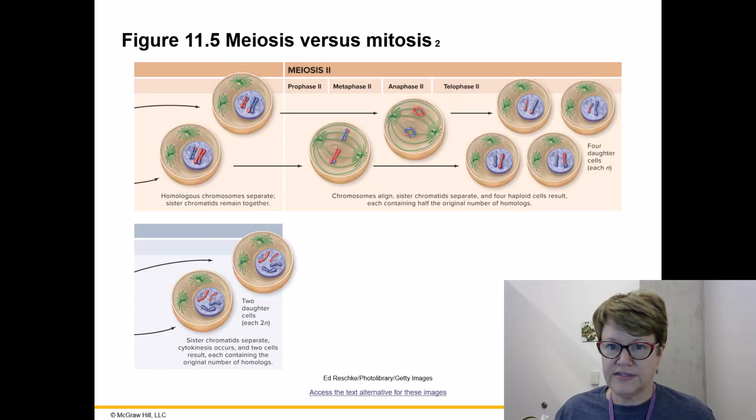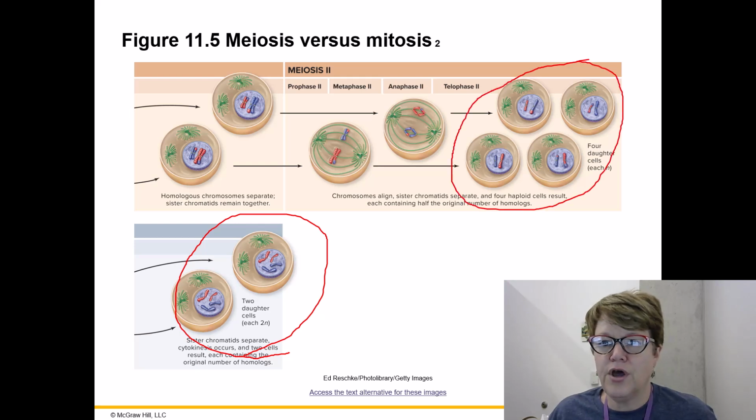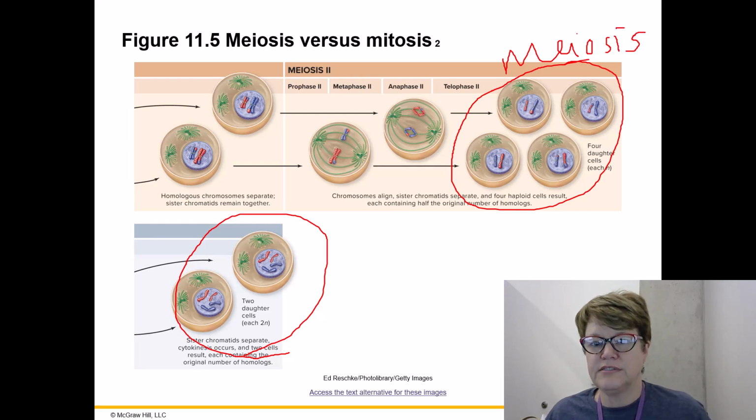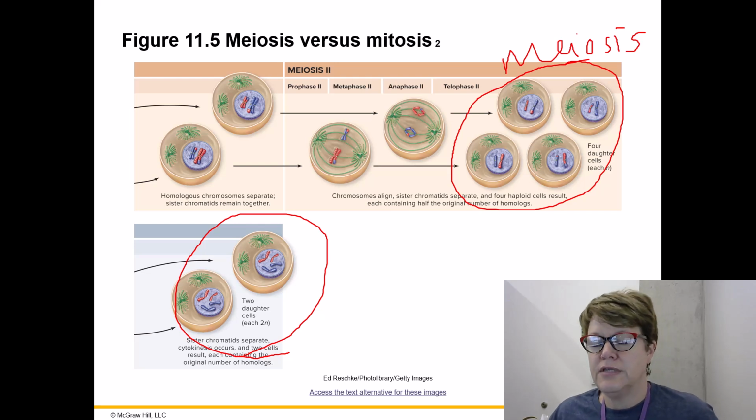And you can see on the next slide, at the end of mitosis, you have 2 identical cells, still diploid. At the end of meiosis, you have 4 non-identical cells, haploid. So meiosis makes haploid cells that are non-identical. Mitosis makes diploid cells that are identical. So it's just very different, even though some of the phase names are similar.